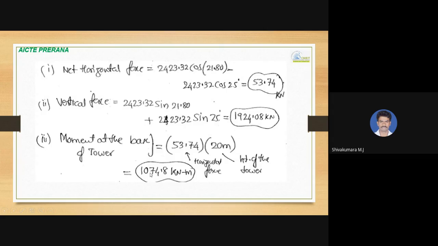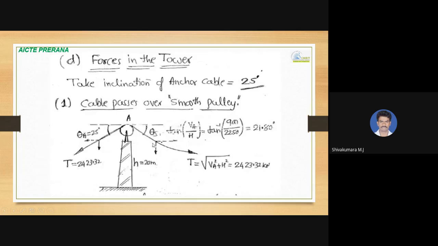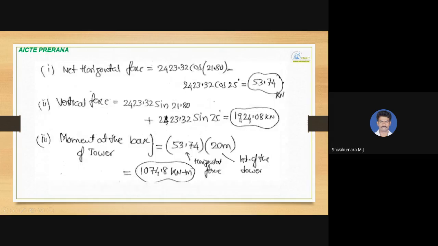And the vertical force, if you want, you just take the vertical component, that is 2423.32 into sine 21.80 plus 2423.32 into sine 25 degree. Add both, you will get the vertical component or vertical force, that is 1924.08 kilonewton. So this is how to calculate net horizontal force, vertical force, and moment about the base of the tower.